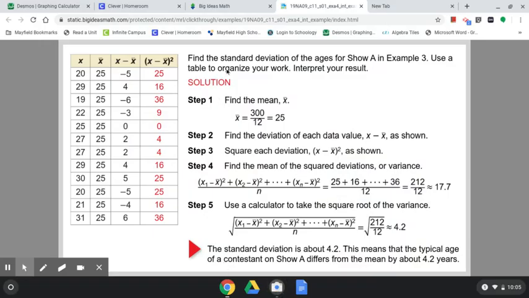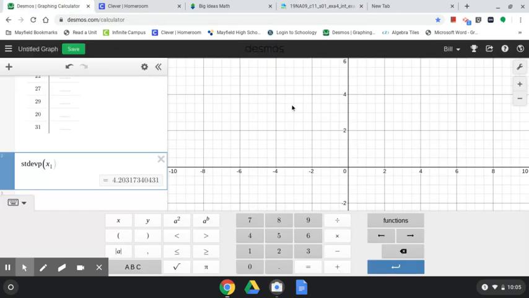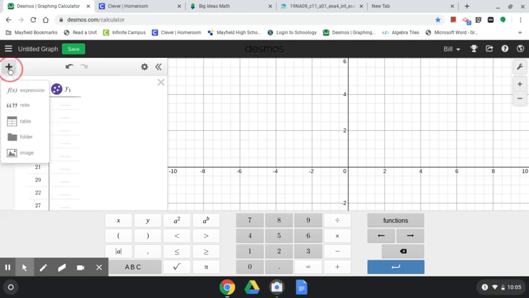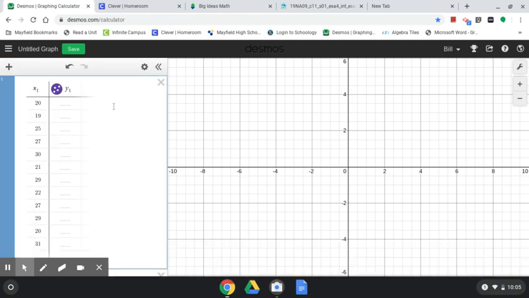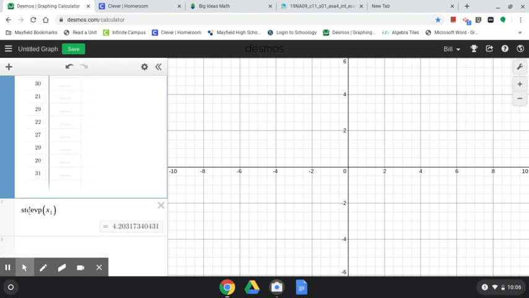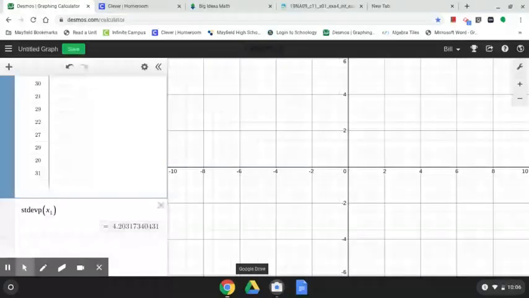So remember, on Desmos, all you have to do to find the standard deviation is go to your plus symbol, add an item, and add a table. Go to that table, put all your numbers in only under X1, not X1, Y1. And then it's STDEVP of X sub 1. That concludes examples 3 and 4.